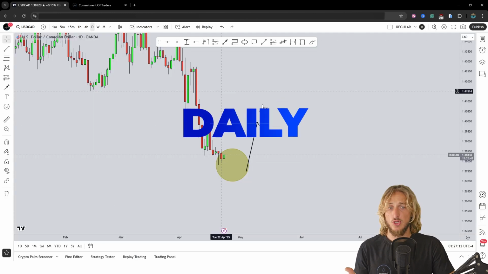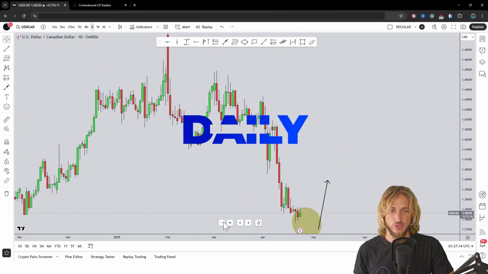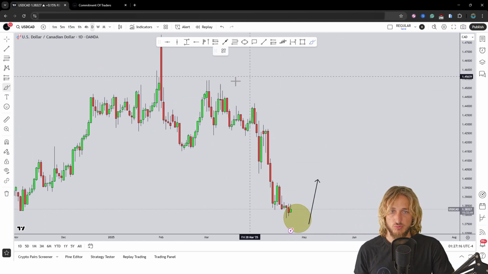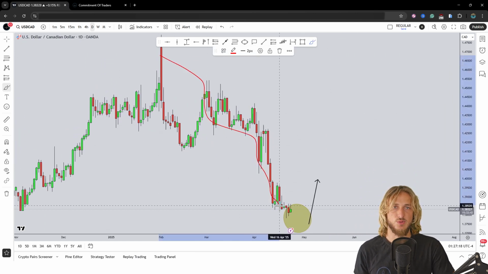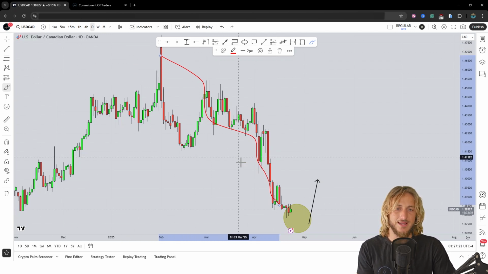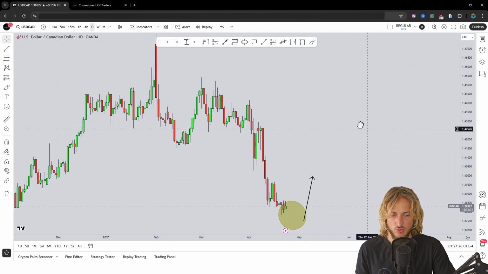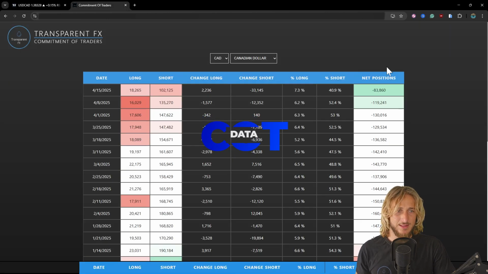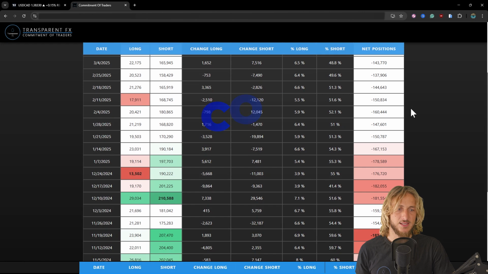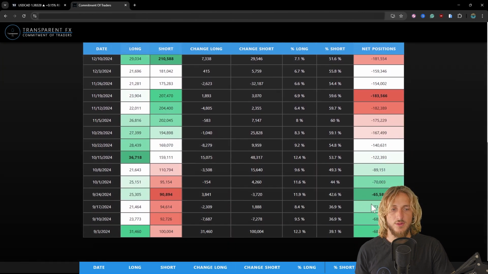for the CAD. So as institutions are moving to the bullish side of the CAD, there is no surprise that USDCAD has been trending lower, because if institutions are buying the CAD, they are essentially shorting USDCAD. So this push to the downside is no surprise. However, this is an extreme. Minus 83K is an extreme. We have only seen this around this level here.